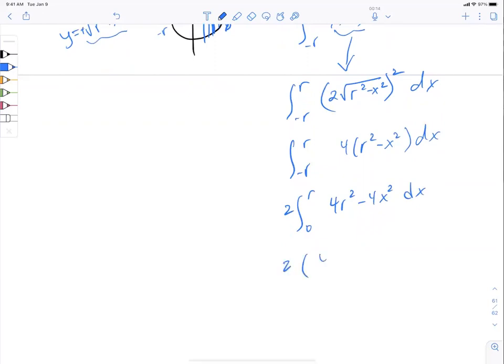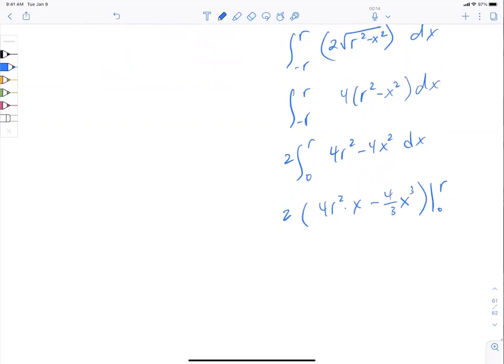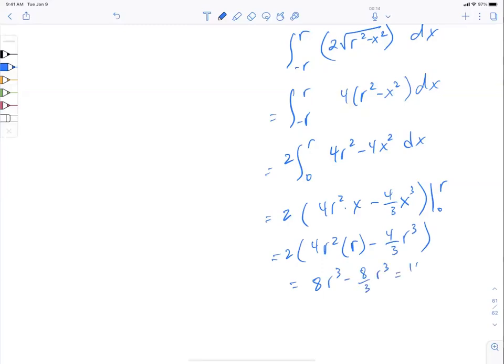So you have 2 times 4r squared times x minus 4/3 r x cubed, from 0 to r. So it's going to be 2 times 4r squared times r minus 4/3 r cubed, minus 0. I've been clumsy with my equal sign. 8r cubed minus 8/3 r cubed. Okay. That is the result.